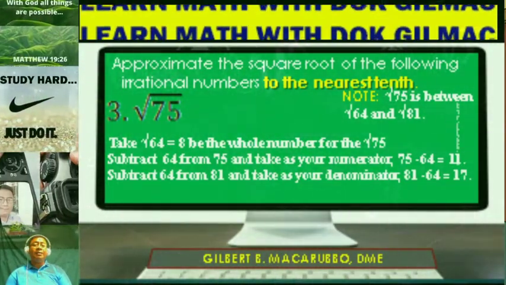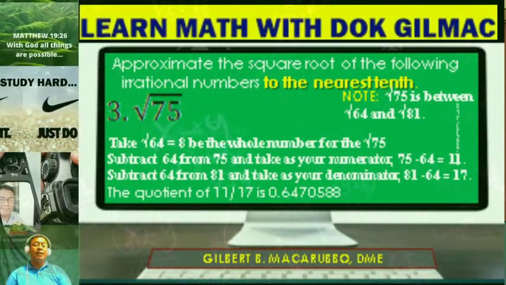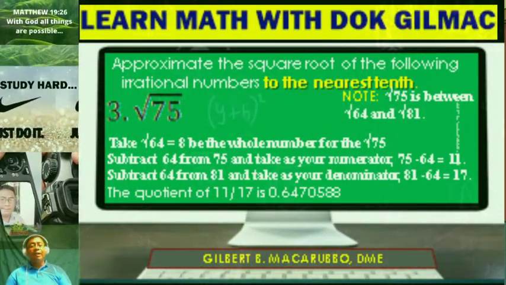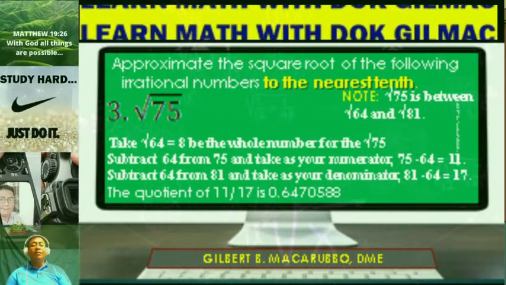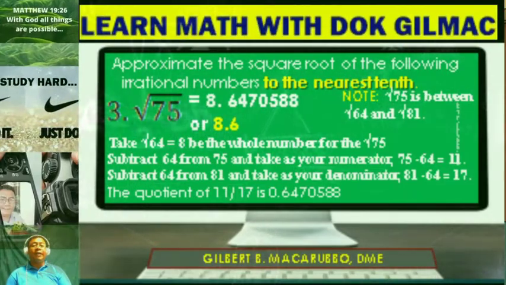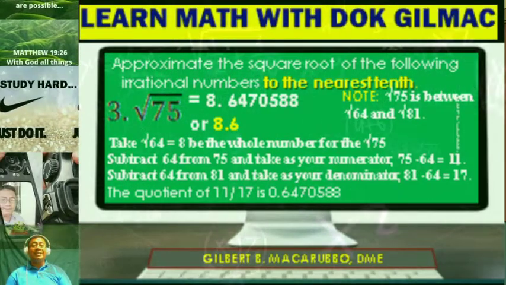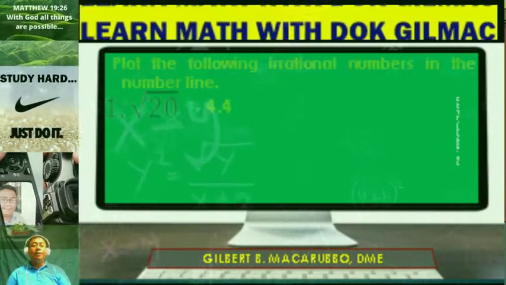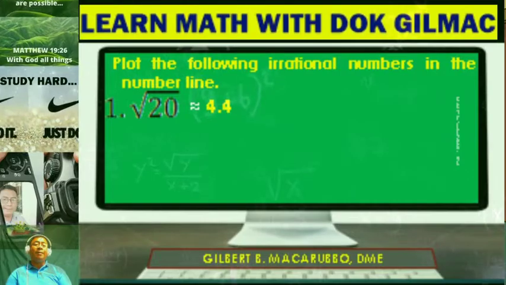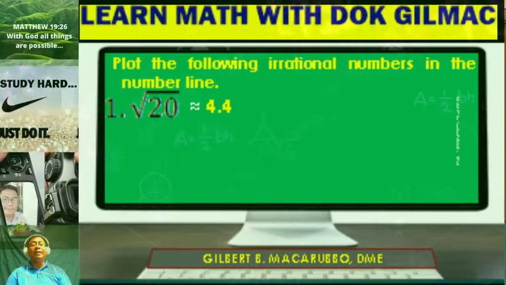Divide 11 by 17. The quotient of 11 over 17 is 0.647058. So therefore, class, square root of 75 is just equal to 8.6470588 or approximately equal to 8.6. We are done with approximation. This time, we're going to plot them in the real number line. Plot the following irrational numbers in the number line.